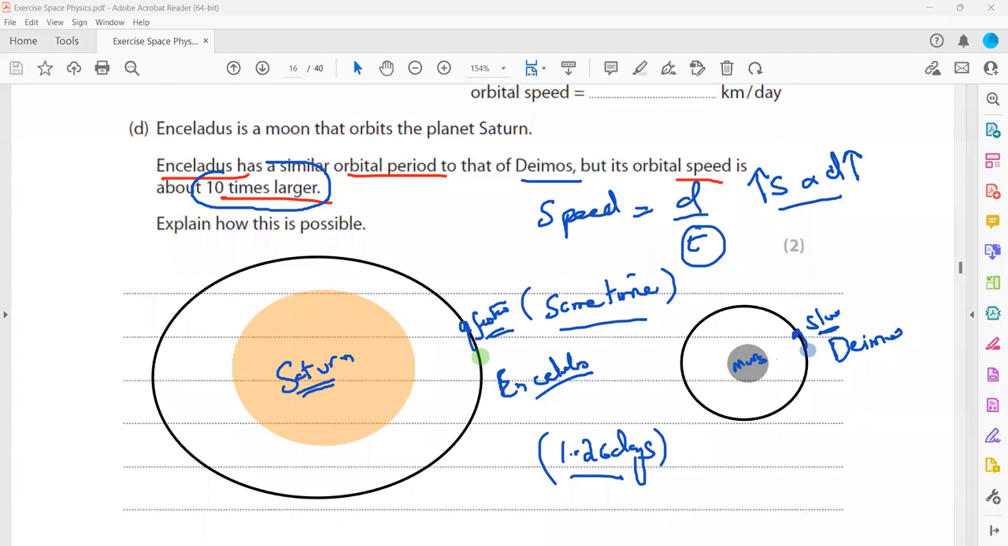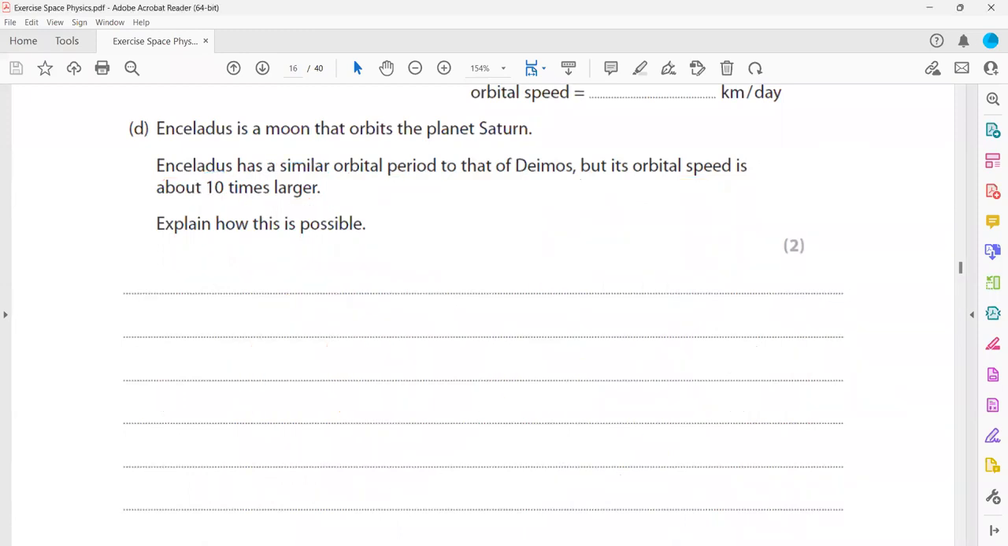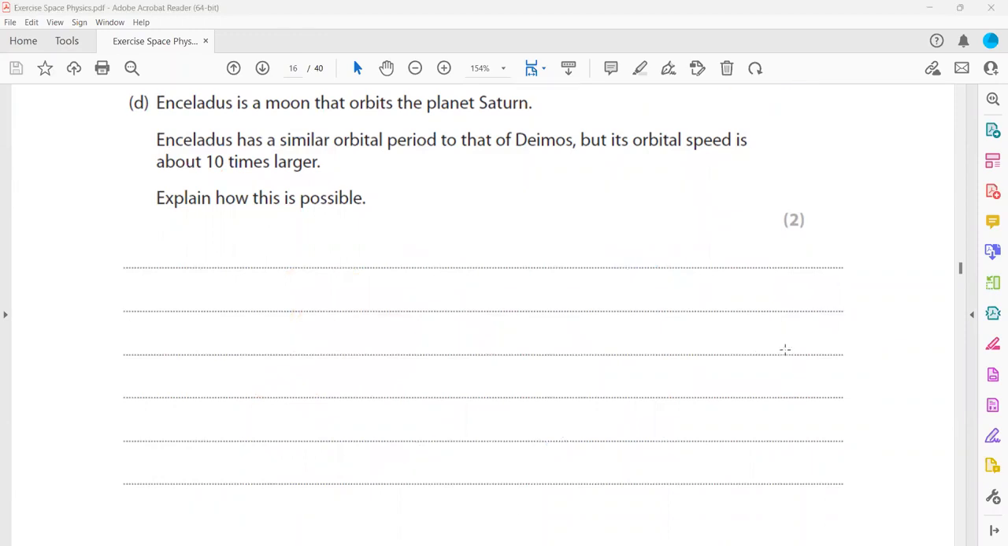As we consider both paths are circular, we don't have to mention anything related to kinetic and potential energy here. Here you have to relate that the moon which is covering a greater distance in the same time should move faster as compared to a moon which is covering a shorter distance. That's the answer, because more orbital distance and a greater circumference for the moon of Saturn, so it should move faster to cover that in the same time.